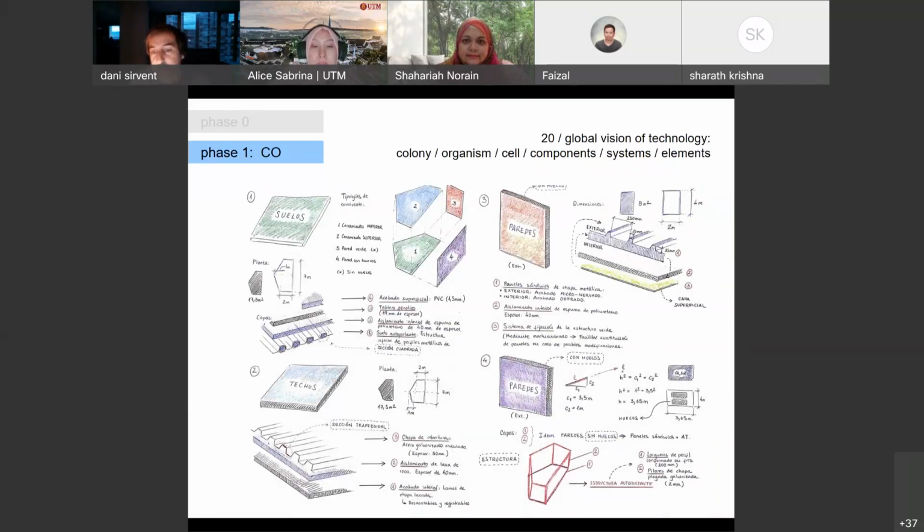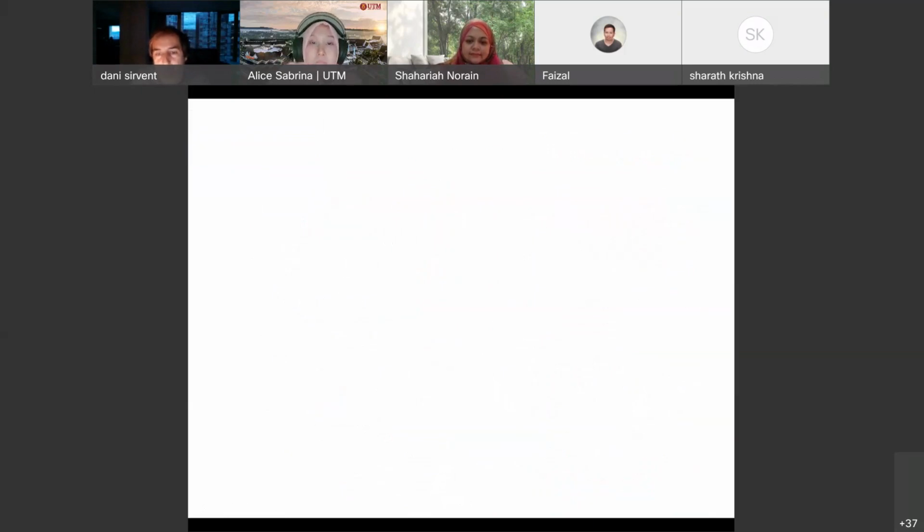And the last of these 20 variables is this one, where you see a global vision of the technology. You see the different elements that they are using, the different functions, again, what it looks like. This is more architectural. You see the texture of these elements and so on. And this is the final image, more or less, in the first phase, where they are still thinking about the project. Now we jump to the other step.